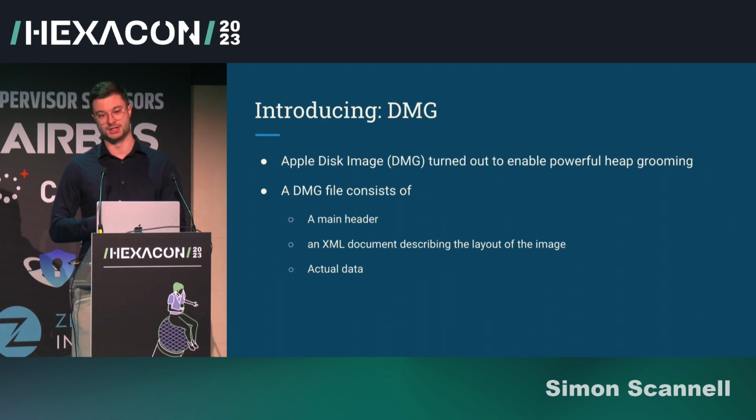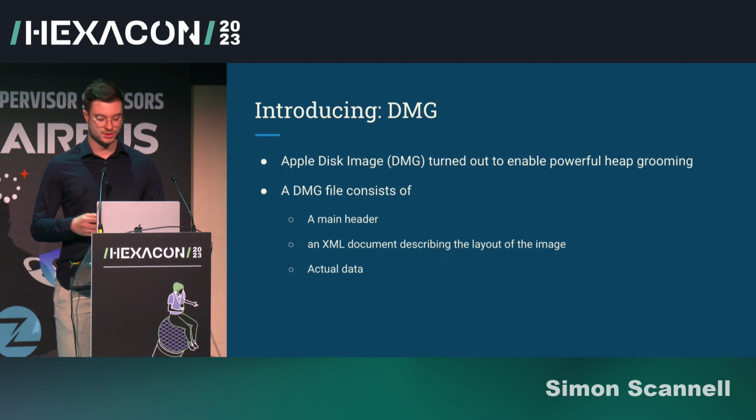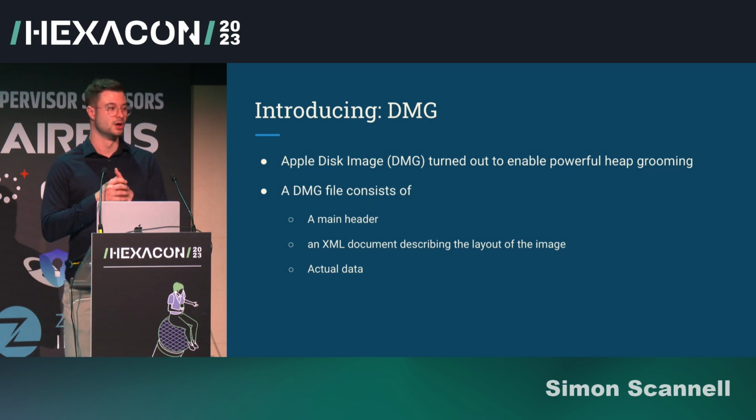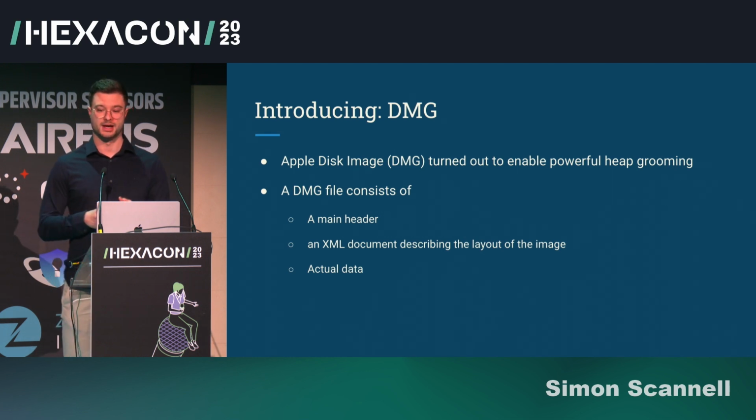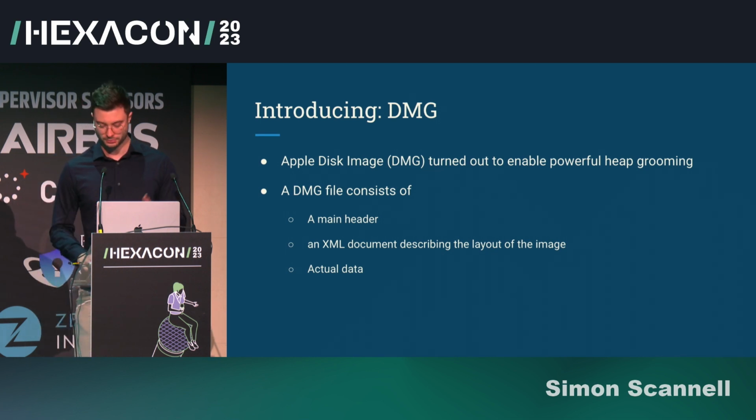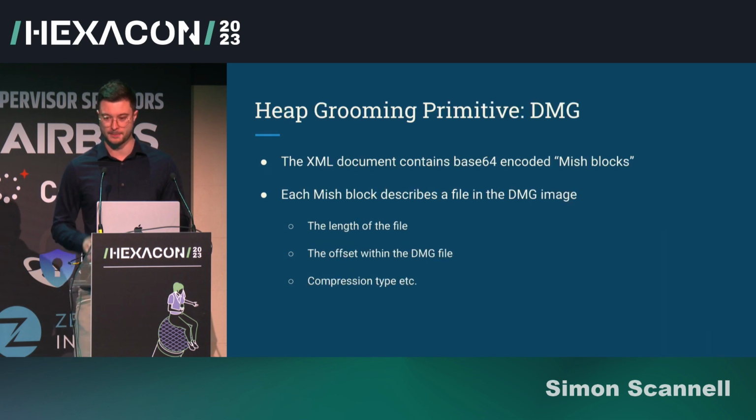So I want to introduce DMG, which is the Apple disk image, another file format by Apple. It's supported by ClamAV, and it turned out to enable quite powerful heap grooming primitives. A DMG file consists of a main header, just the first 1024 bytes, which contains information such as the version, but also where to find an XML document inside of the DMG file. This XML document describes the layout of the image, the actual partition, if you will. And then, of course, you have the actual data.